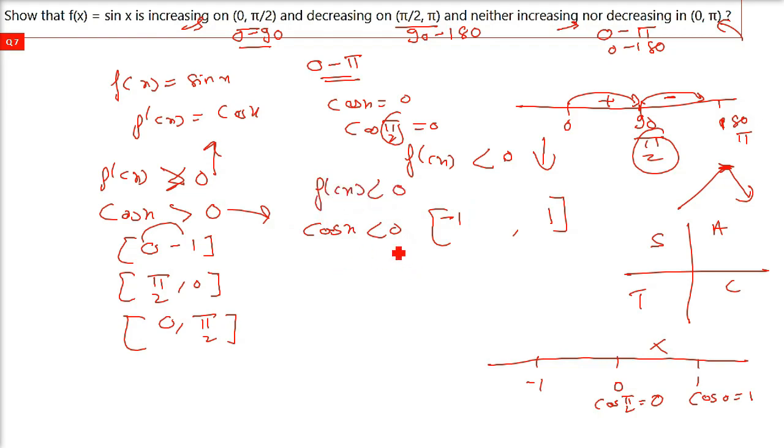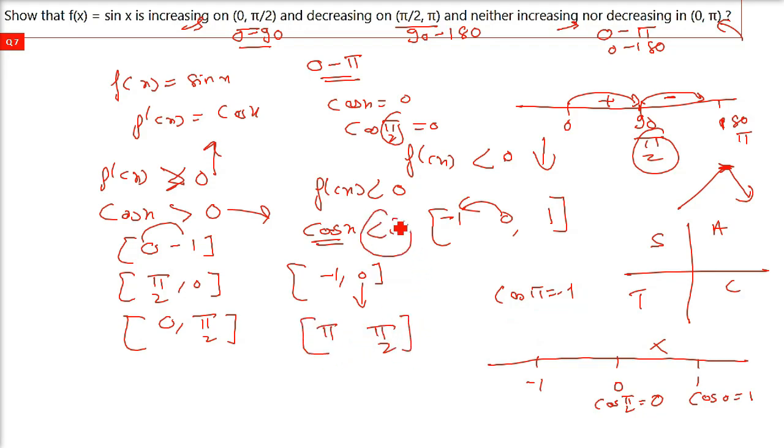Cos x less than 0 means again, you are talking about the range which is negative 1 to 0. And negative 1 will come when, what will be the angle when cos is added to that angle? The cos pi by 2 is 0 and cos pi is negative 1. So pi by 2 to pi, it is going to be less than 0. Now coming to the second part.